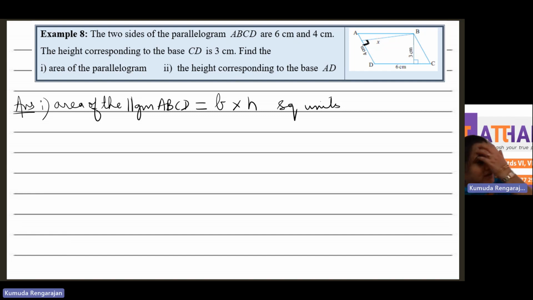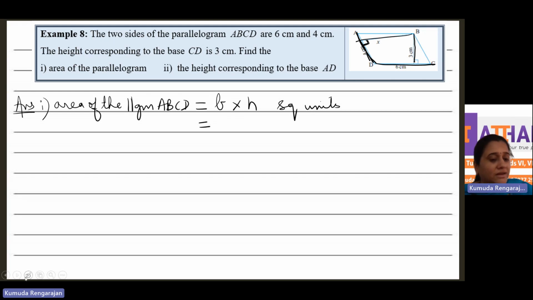No, you should know the value of the altitude. Okay, now if you take the base as AD, then the altitude is X, right? But we don't know the value of X. So you cannot take AD as the base. If you take DC as the base, then you have to take this one as the altitude, and you know the altitude is 3 centimeters. You should know the base and the altitude. Only then you can find the area. If you take AD, 4 centimeters, as the base, what is the altitude? X. You don't know. Then how can you find the area?